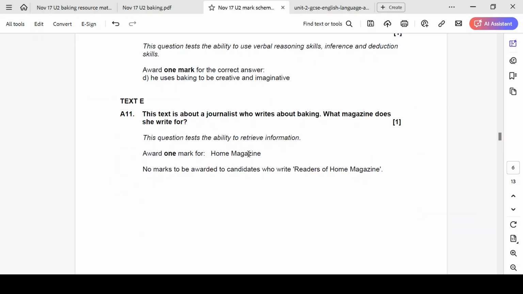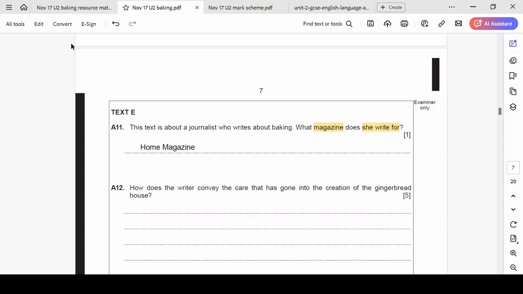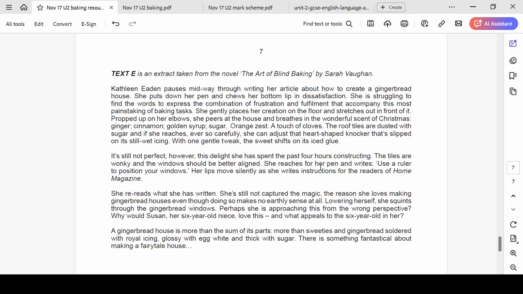Award 1 mark for Home magazine. No marks to be awarded to candidates who write readers of Home magazine. So I guess what they're suggesting here is that if you're not very careful and you just go, oh yeah, there's Home magazine, and you see a little bit more in front of it, if you copy more than you need, you're not going to get a mark for it. At the end of the day, the name of the magazine, what magazine does she write for, is Home magazine, not the readers of Home magazine. That would be a weird name for a magazine.